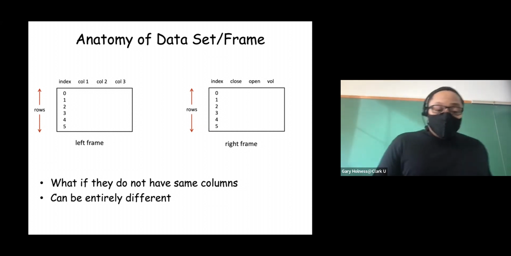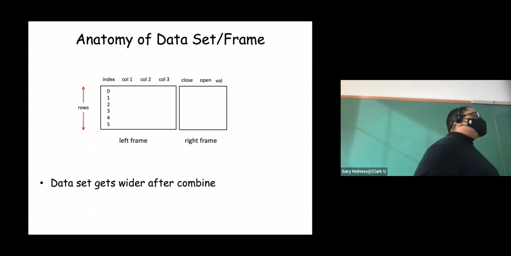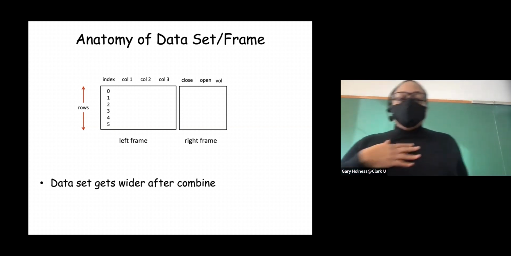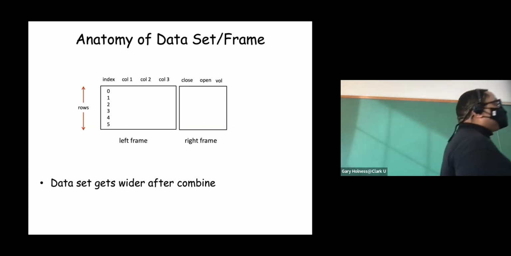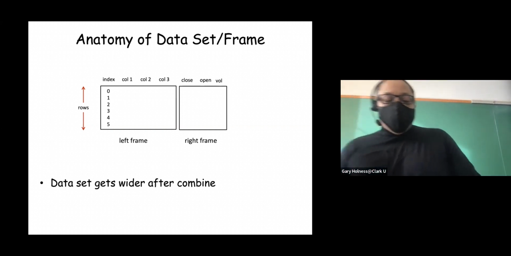All right. And so what ends up happening in the default case is that your resulting combine gets wider, right? It doesn't get taller. In the resulting data frame, you can imagine it iterates through each one of the dictionary entries, the name-value pairs on the right-hand frame, and adds a new column in the resulting combine that it builds. Okay, does that make sense? Yeah, all right. So the data set gets wider after the combine.